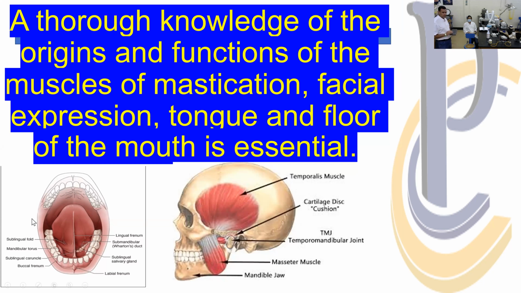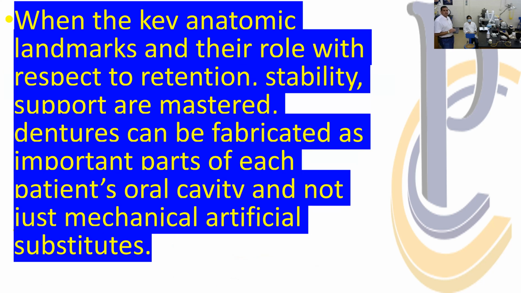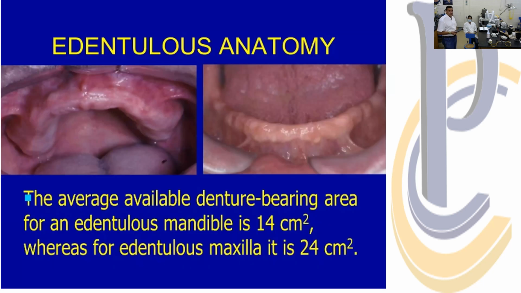Remember this picture we have in the lecture, if you have. Anatomical and denture stability support, our master denture, we fabricate is an important part of each patient's oral cavity. I don't want you to remember the numbers, 14 centimeters, 24 centimeters. Usually the maxilla gives you a wide area. You've seen the denture. The maxillary denture is bigger than the lower denture because there's a big area, 24 cubic centimeters.